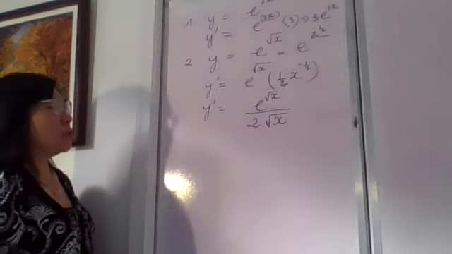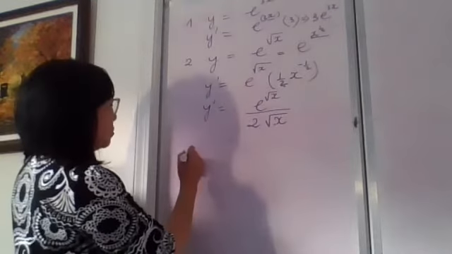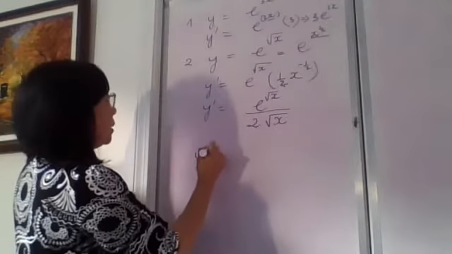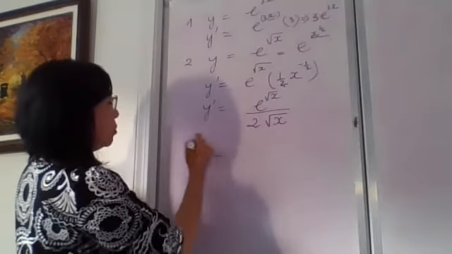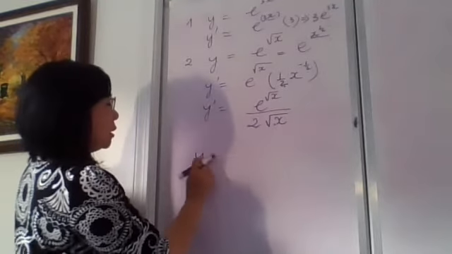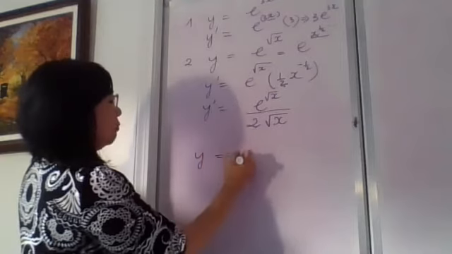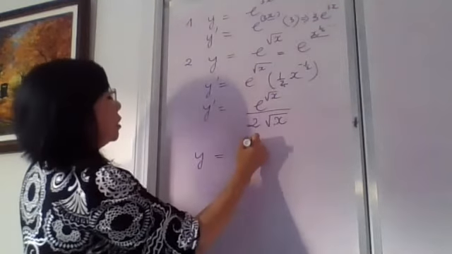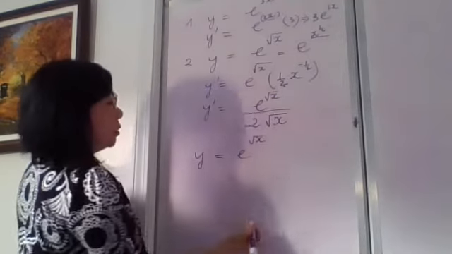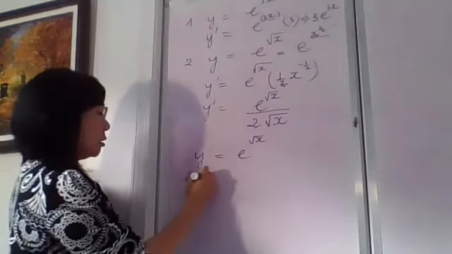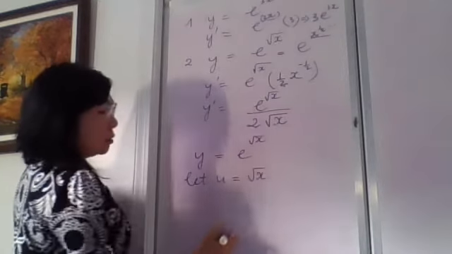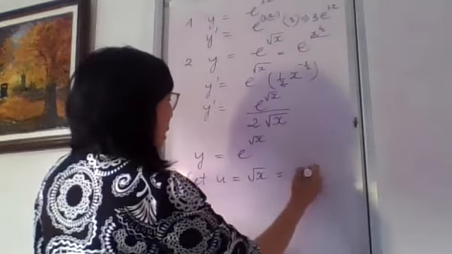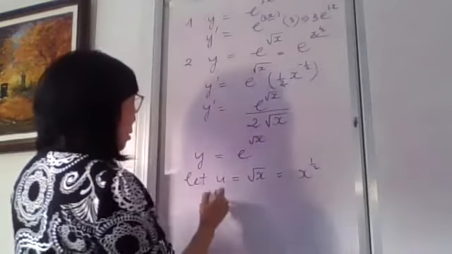A lot of teachers, or you will see in the textbook, they will split it in terms of e to the u, something like that. So I'm going to show you the way they did. Let's say you have a function y equals e to the square root of x. They will say let u equal the square root of x, the same as x to the power 1/2.